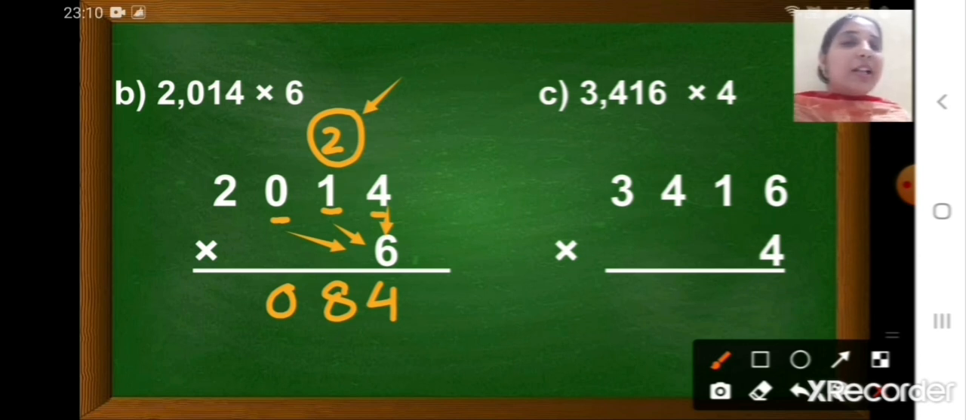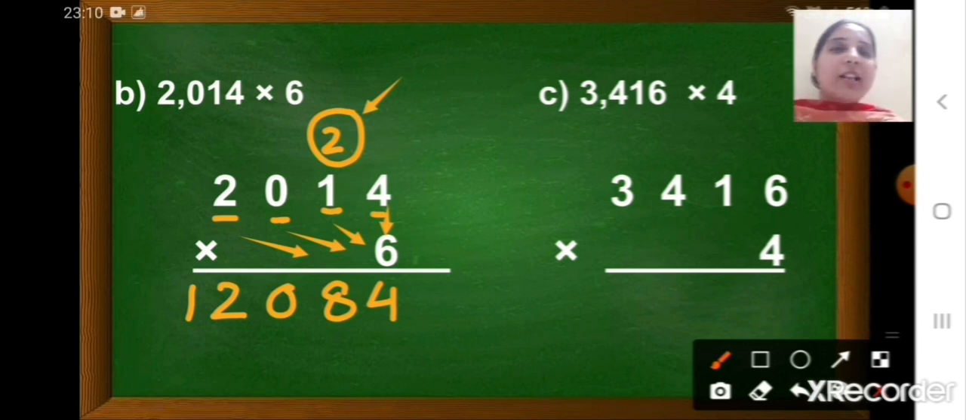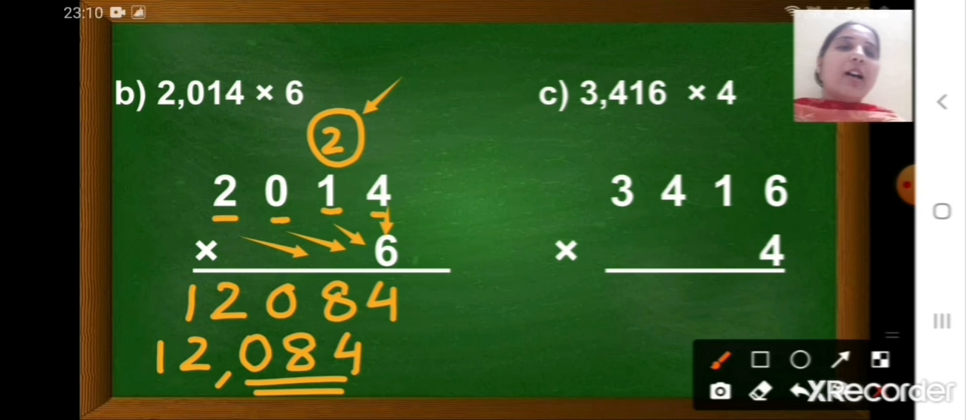Now we will multiply the digit at the thousands place. What is the digit at the thousands place? 2. That we will multiply by 6 now. So 2 6s or 6 2s. What will you get? 12. So what is our answer here, children? It's 12, we will write before this 084. So what is the answer obtained here, children? Read this number. Yes, it's 12,084. That is our answer.